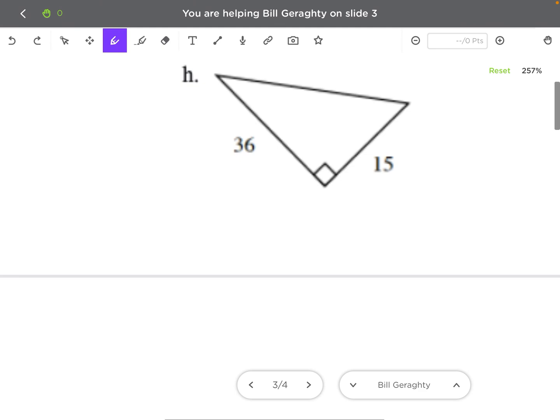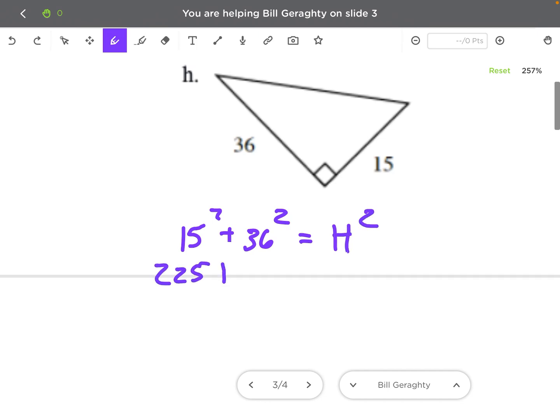Let's take a look at H. Okay. So once again, I don't see any angle measures. So when you don't see any angle measures, you're going to do Pythagorean theorem. So we are going to do leg squared plus leg squared equals hypotenuse squared. We've been looking for the hypotenuse this whole time. So 225 plus 36 times 36, I got my calculator, 1,296 equals h squared plus 225. So 1,521 equals h squared.